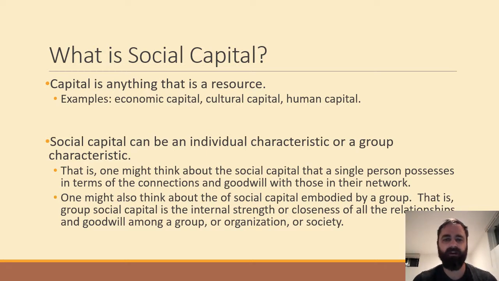So first, we can think about it as an individual characteristic. So this would be your individual network, the people you know that could help you out in some way in the future. You might also think of social capital as something that a group possesses. So what is the internal strength or closeness or goodwill within or among a group? This could be an organization, and this could be even at the societal level. Okay, so again, let's think of this in two ways. First, an individual's network, and then second, the closeness or goodwill that's among a group of people.